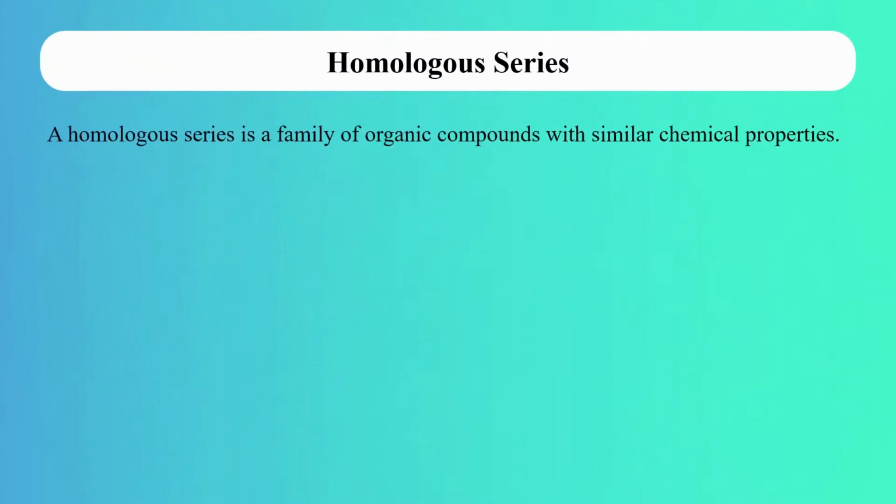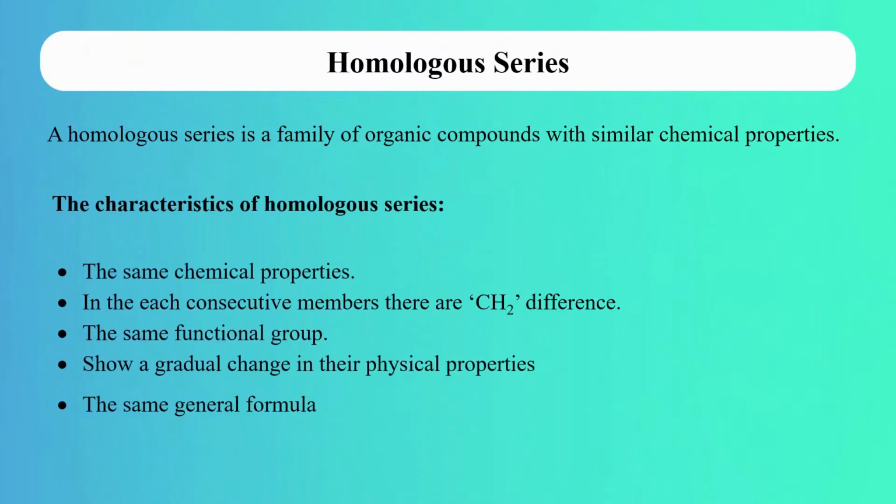Homologous series. Alkanes have a homologous series. A homologous series is a family of organic compounds with similar chemical properties. The characteristic properties of a homologous series: they have the same chemical properties. In each consecutive member, there is a CH2 difference, the same functional group, a gradual change in their physical properties, and the same general formula.